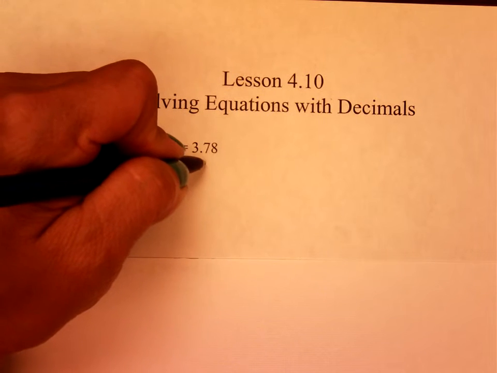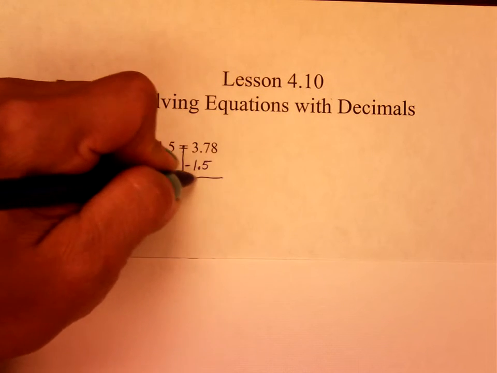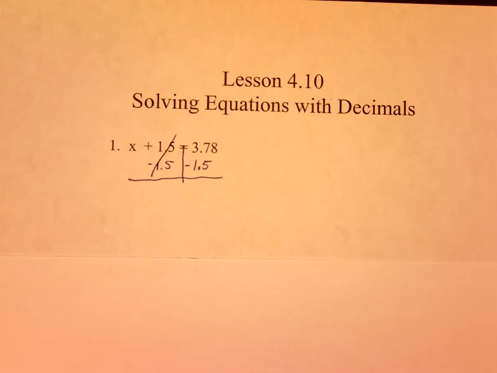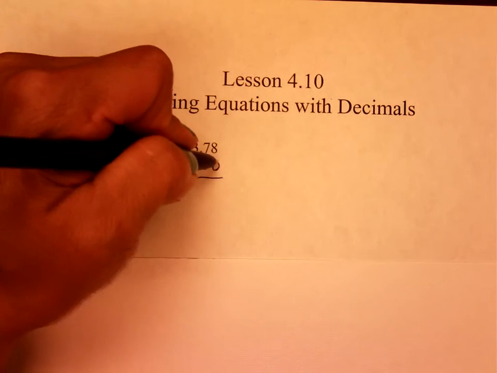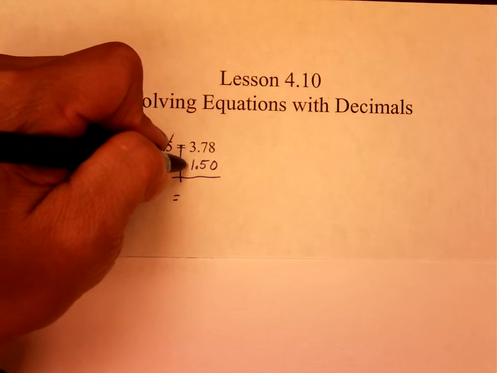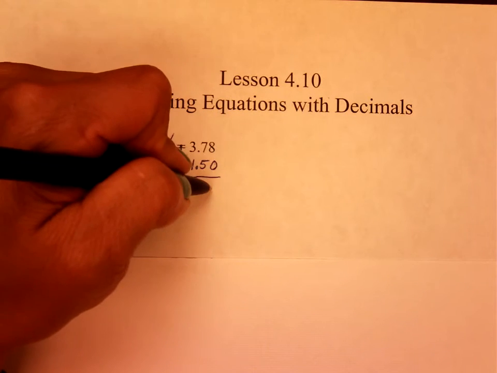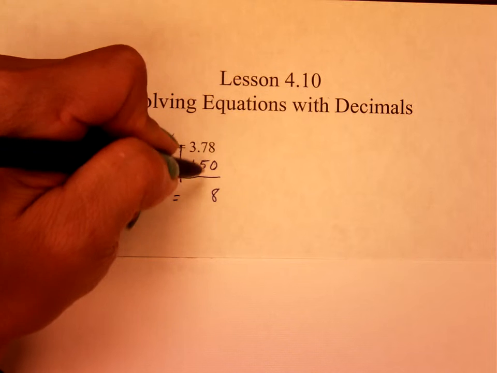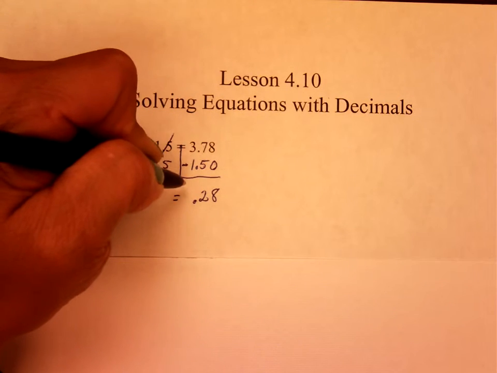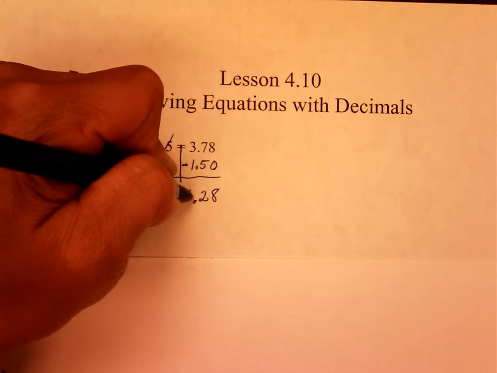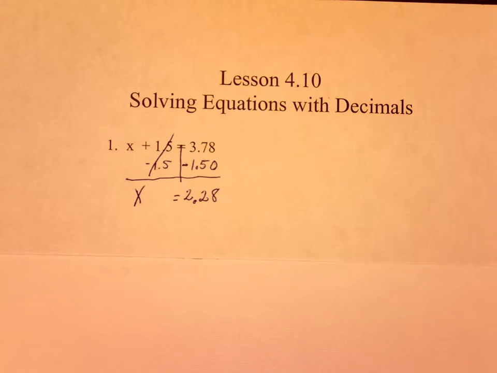Remember, you line up your decimal. 1.5 cancels out, and you're left with x equals, add a 0 here, we are subtracting. So 8 minus 0 is 8, 7 minus 5 is 2, bring the decimal straight down, and 3 minus 1 is 2. So the answer, x is equal to 2.28.